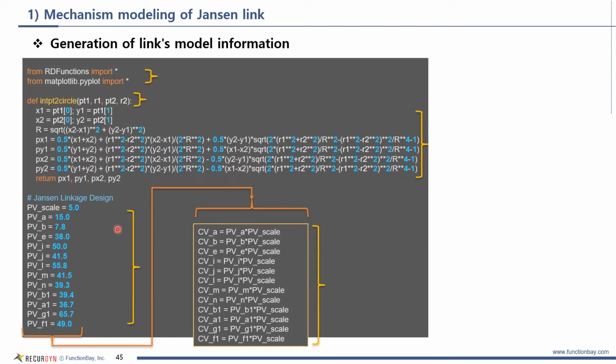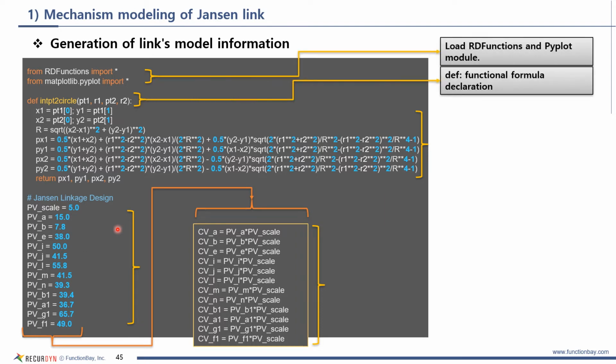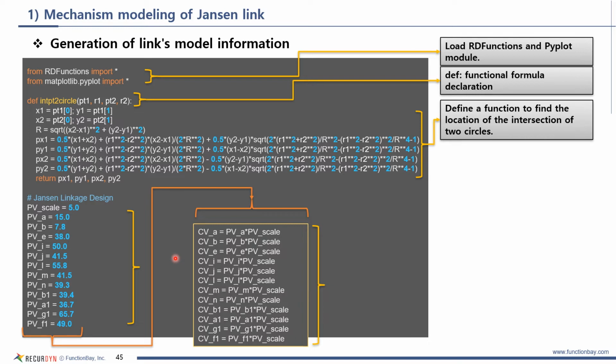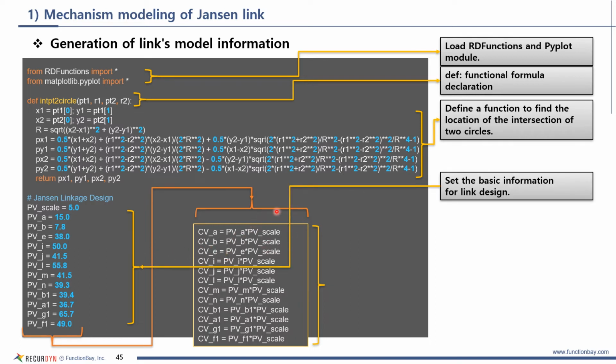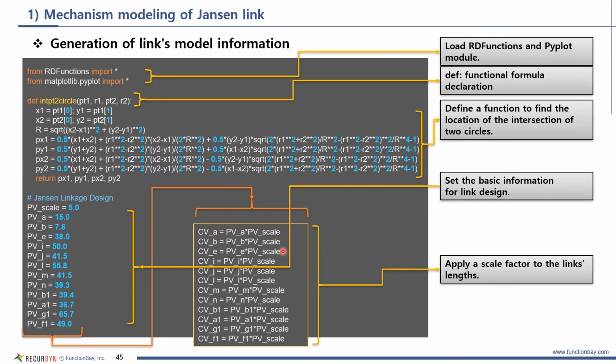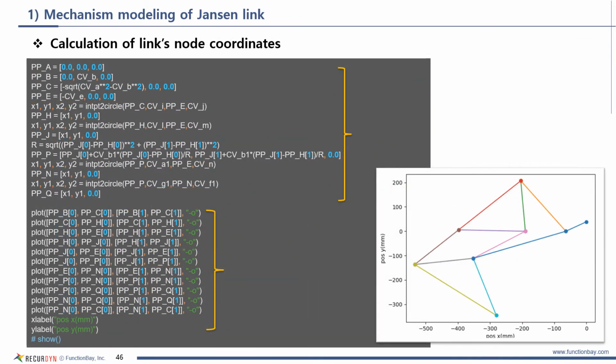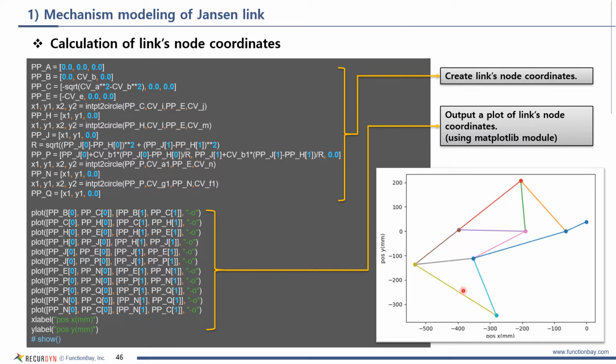From now on, I will show you the code to create a Jansen link. This is a function to calculate the intersection of two circles. And set the length of each link and apply the scale factor to them. This scale factor is multiplied here. This is the code that calculates the position of each point. Draw the points at each position using matplotlib so that you can see the calculated positions visually.